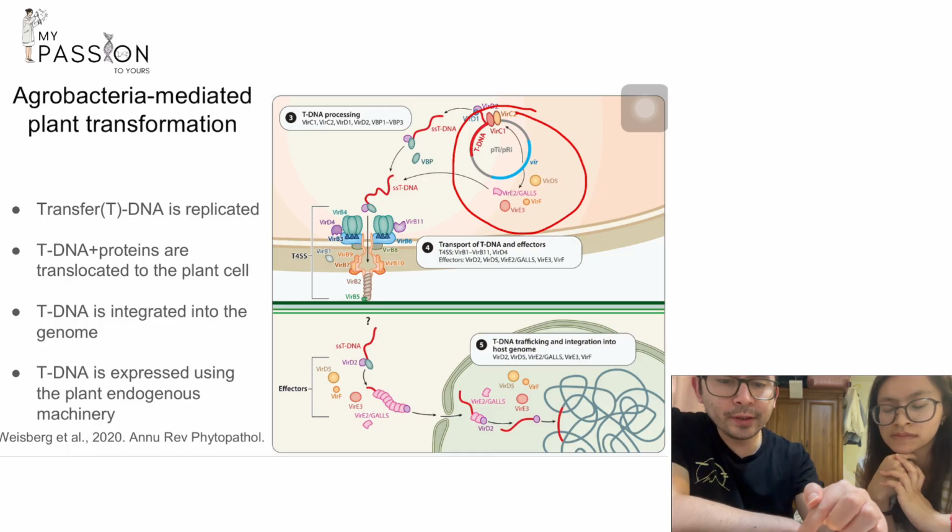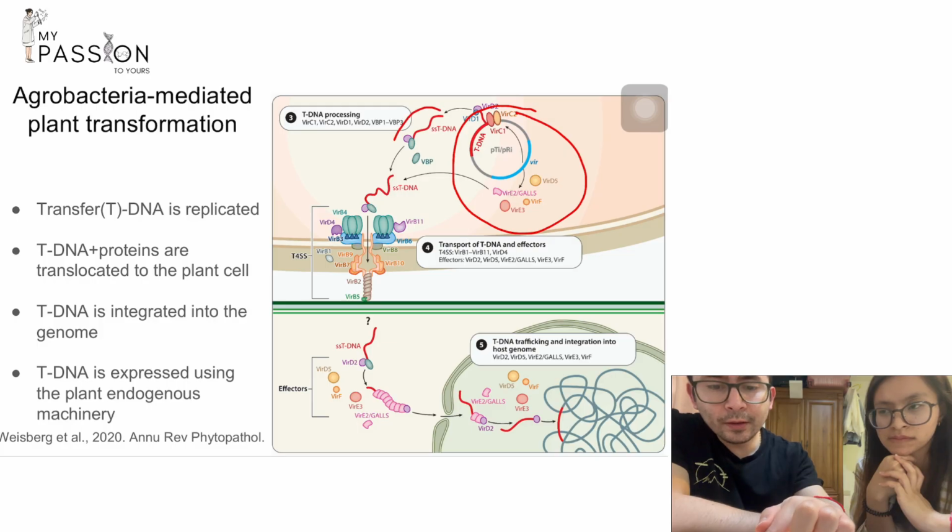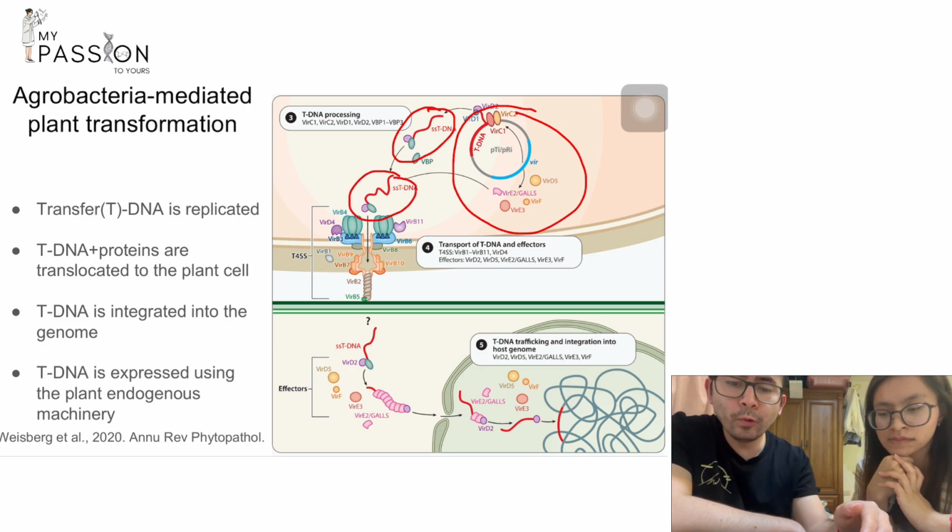So here you see that the tDNA, which is the red line, is removed from the plasmid and physically transferred to the plant cell. But you can see that that's always done together with different proteins, not by itself. Otherwise, it wouldn't be possible to translocate them.